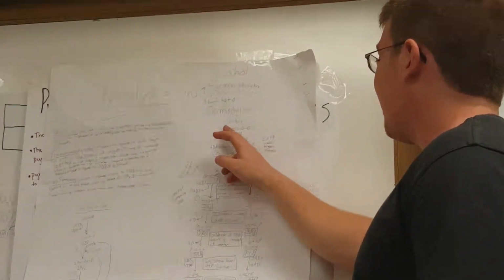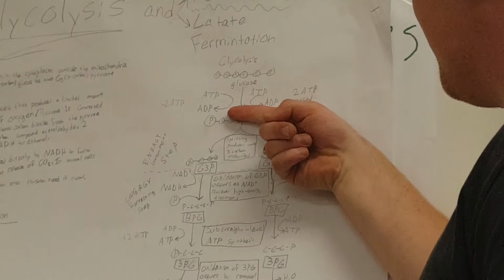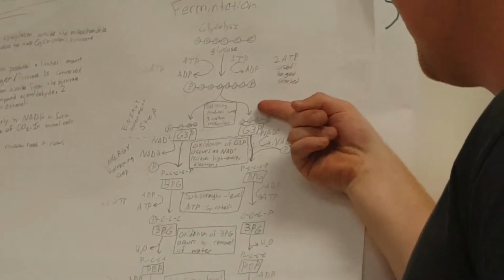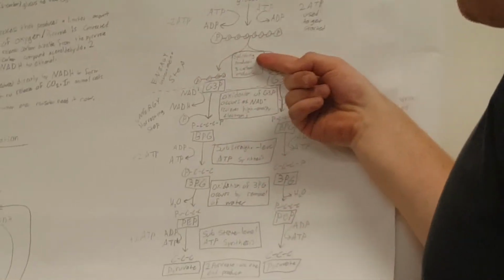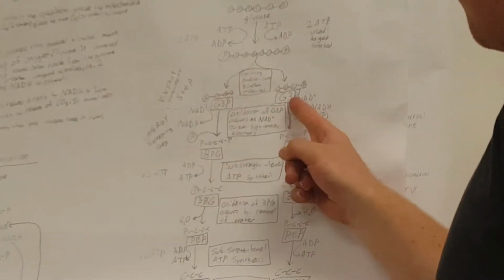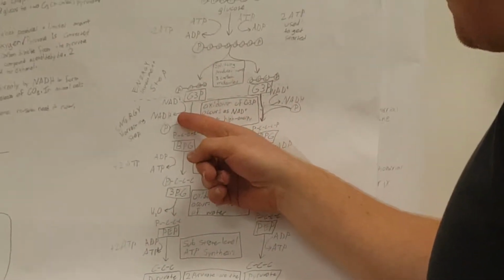For glycolysis, you start with your glucose molecule, and you use some ATP, converting it to ADP. It has to have the 2 ATP to get it going. Then it splits and produces two 3-carbon molecules. Then it goes to this step, and NAD+ is converted to NADH.